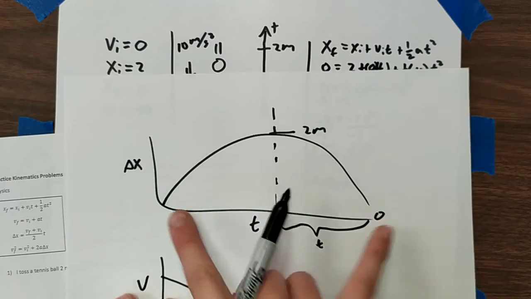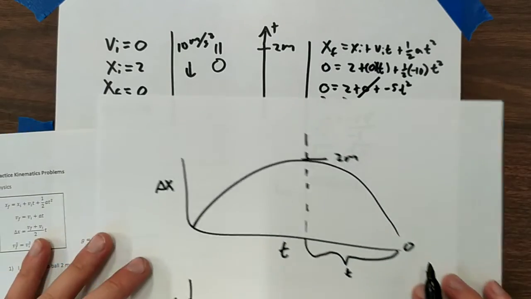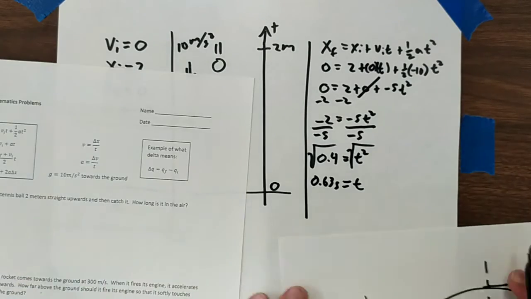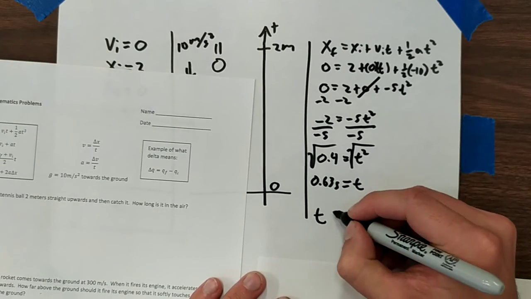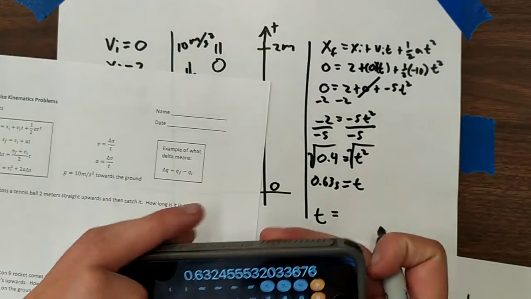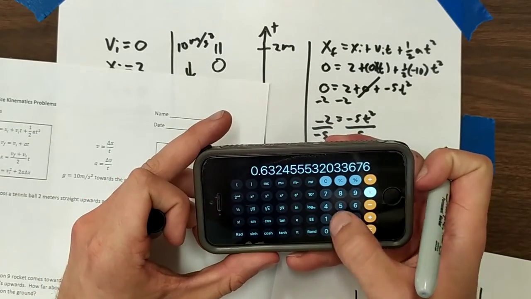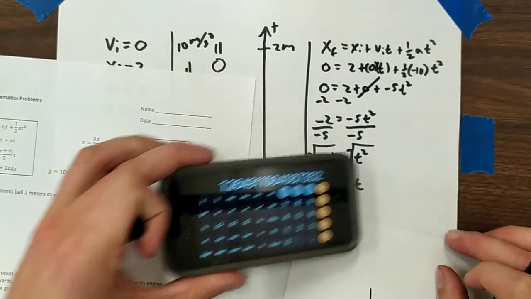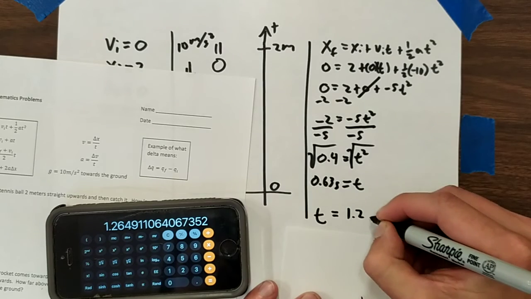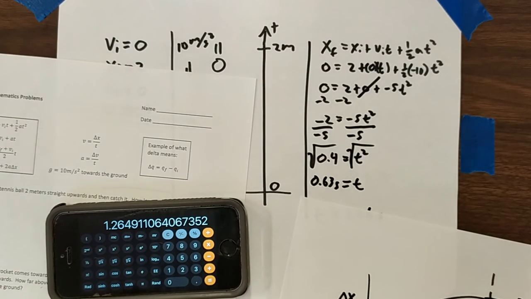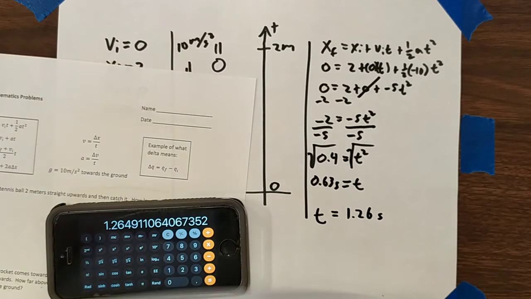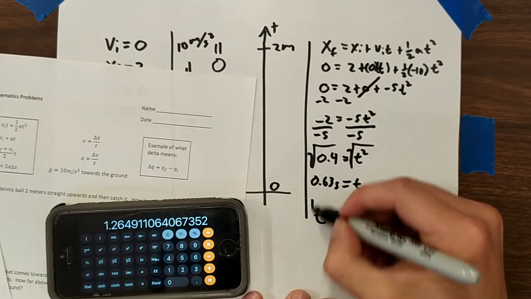If I want the total time for me throwing up the ball and then catching it, that's going to be double that time. So I'm going to double that. So our final answer is t is equal to this times 2, which gives me 1.26. And you can time that if you want. If you take anything and you throw it 2 meters up in the air, it should come back to your hand in 1.26 seconds. That's our final answer.